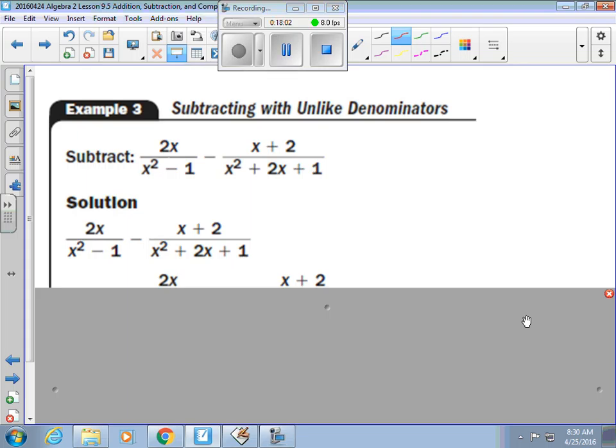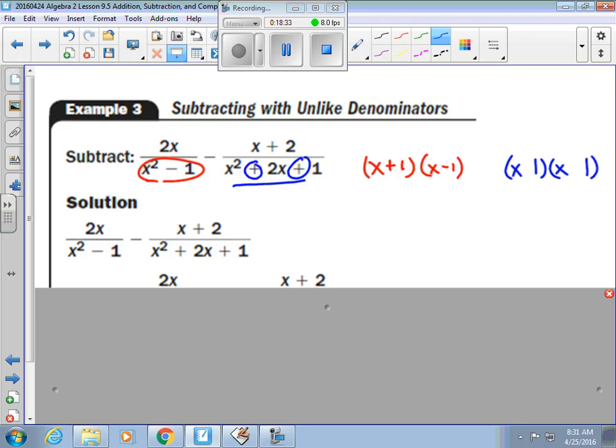For this one right here, subtracting with unlike denominators, again, factor out the two bottom things. The first one, x squared minus 1, is the difference of two perfect squares. You make one of them say x plus 1, the other one say x minus 1. So this one here, x plus 1, x minus 1. This one here, when we factor it out, we know we need two binomials, x times x. You got to use 1 and 1. This tells us they're the same sign. This tells us they're both plus.